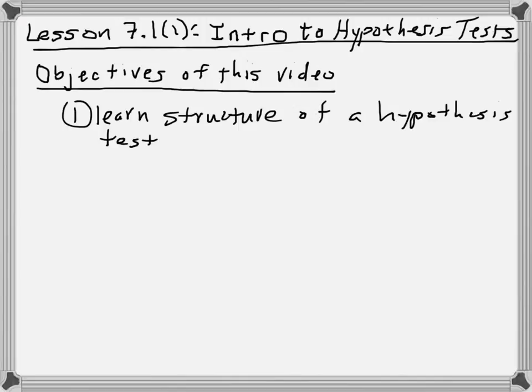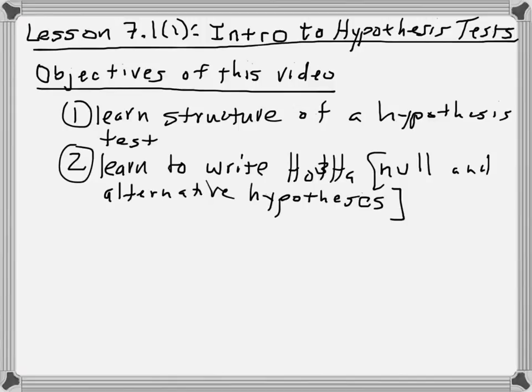The rest of the class, from Chapter 7 on to Chapter 10, we will be doing nothing but different hypothesis tests. So it's really important that you understand the basic nature, the basic reasoning, and what could possibly go wrong in a hypothesis test. These things will all come, but after today's lesson, you will definitely need to learn how to write the null and alternative hypotheses.